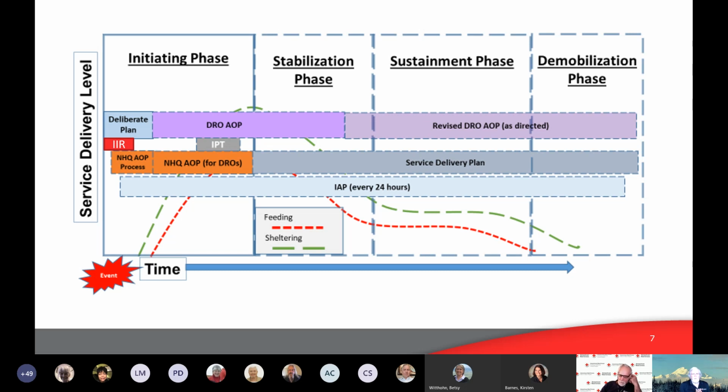In the initial phases, we do develop the advanced operation plan. We will put out an IIR very, very early in the process, within 2 hours. And we will go ahead and then develop the service delivery plan of looking at, basically taking a look at from the beginning of the stabilization phase and moving on through. We have a couple days, we can get that out of the way.